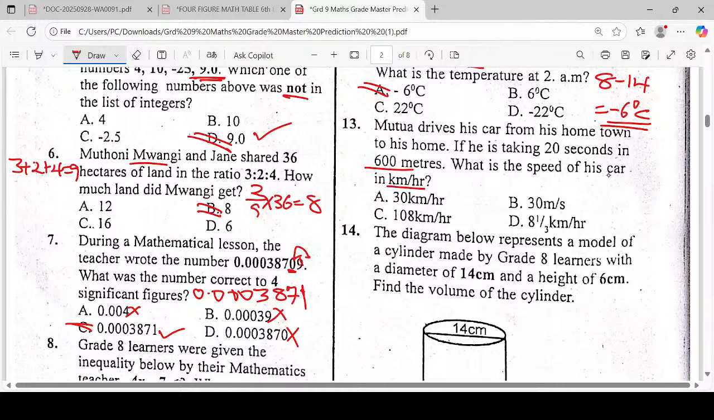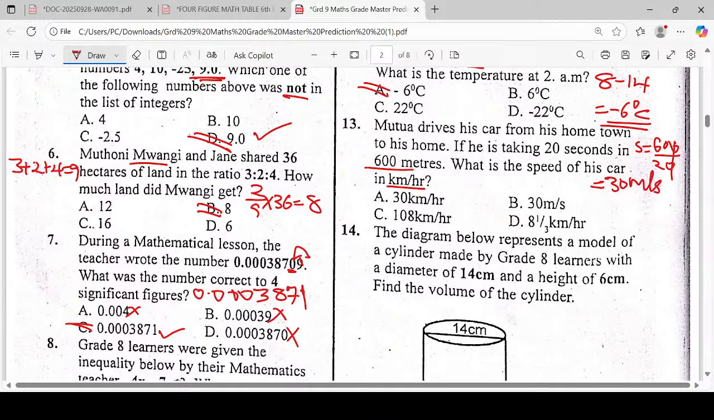First of all, let's get speed. How do you calculate speed? Speed is given by distance, that is 600, divided by time, which is 20. When you divide that, this is going to give you 30 meters per second.